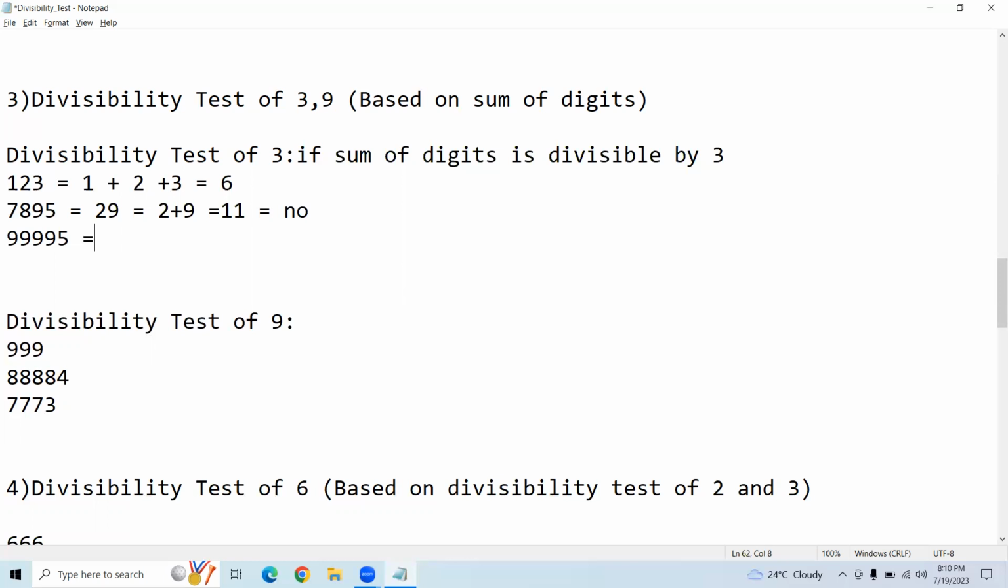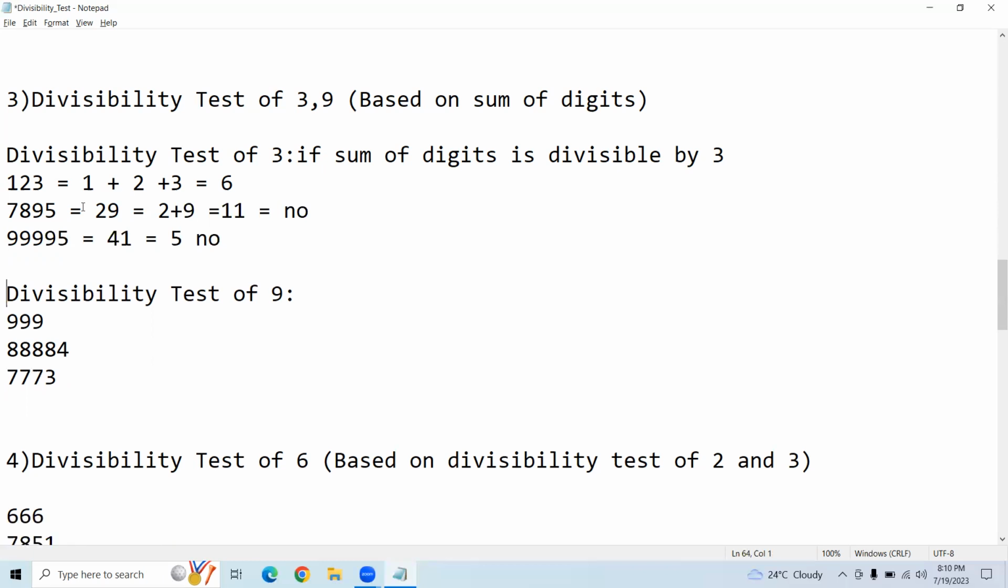Let's look at the next number, 99995. 9, 18, 27, 36, 41. 41: 4 plus 1 is 5. 5 is not divisible by 3. So this number is also not divisible by 3.